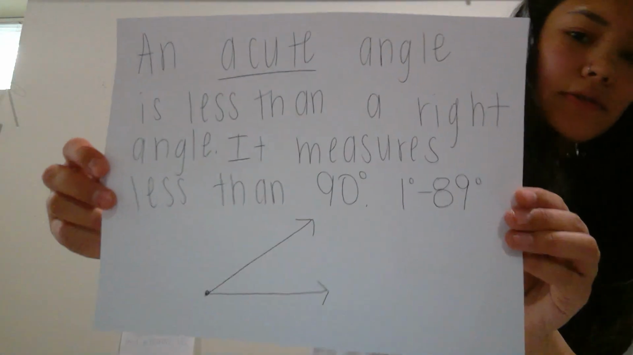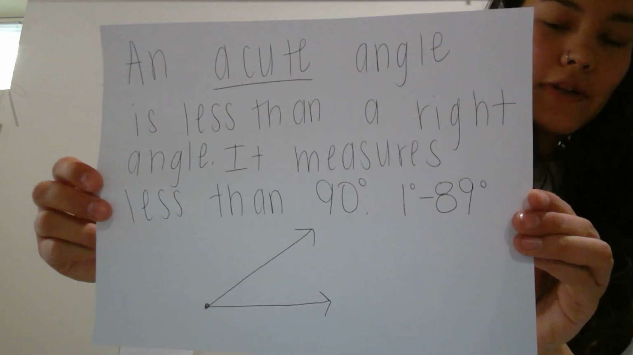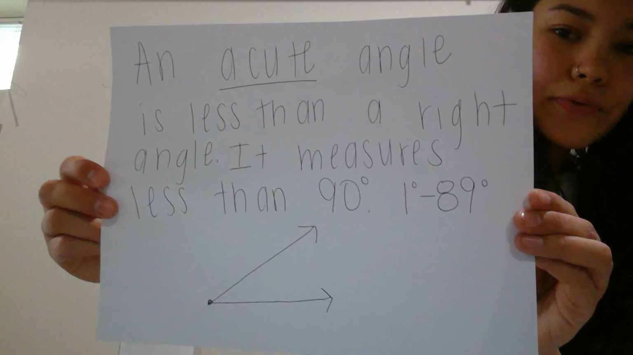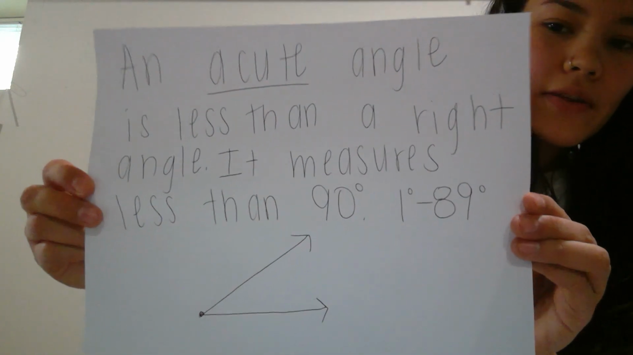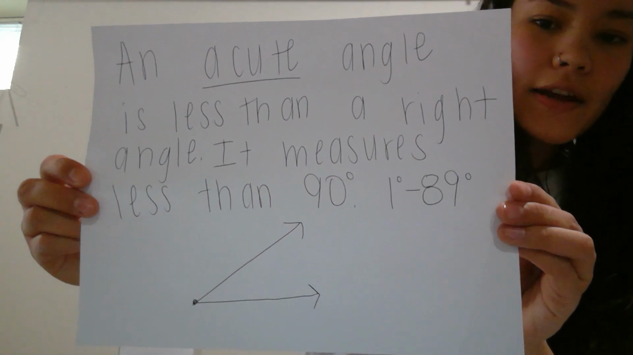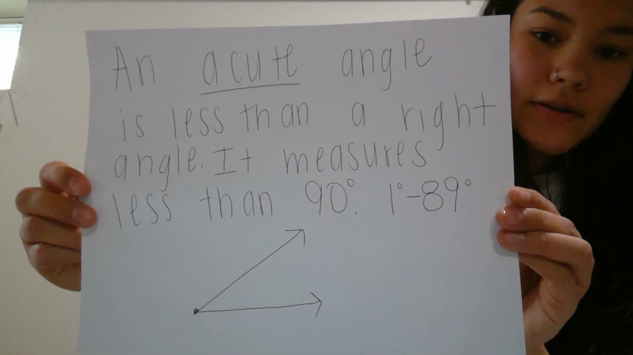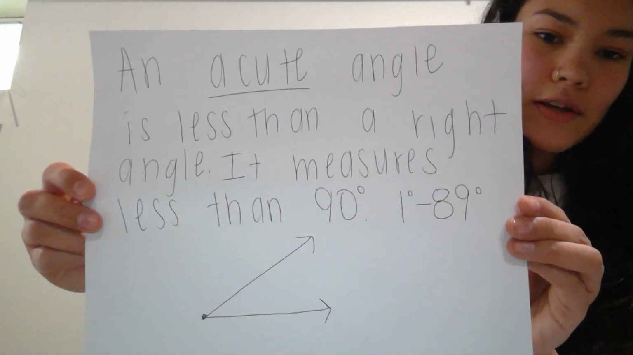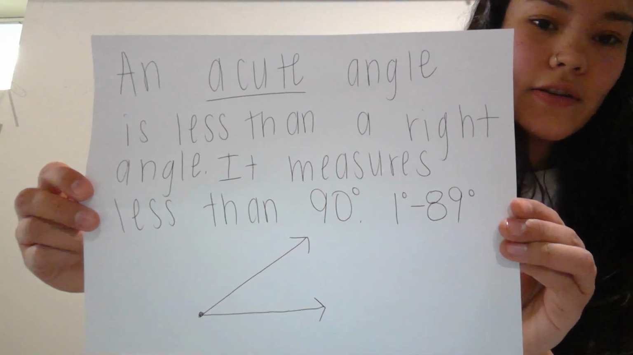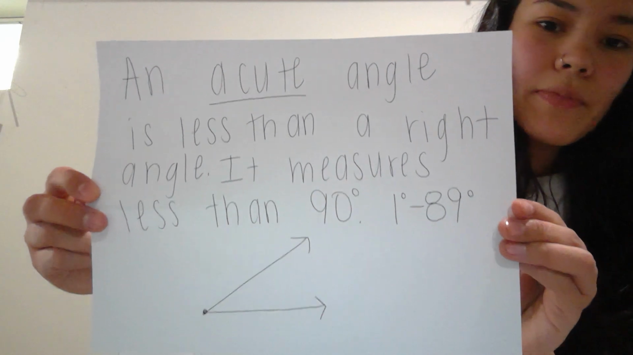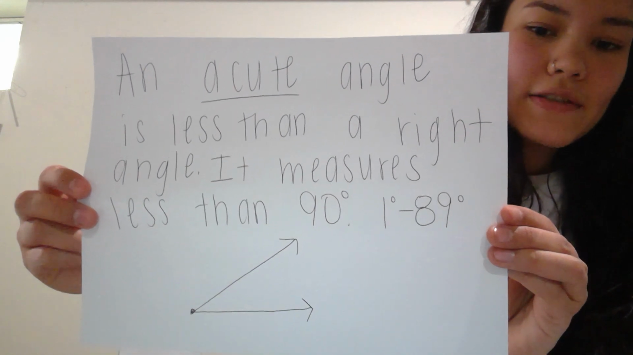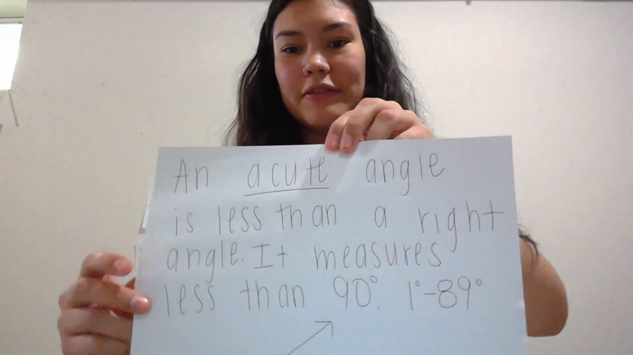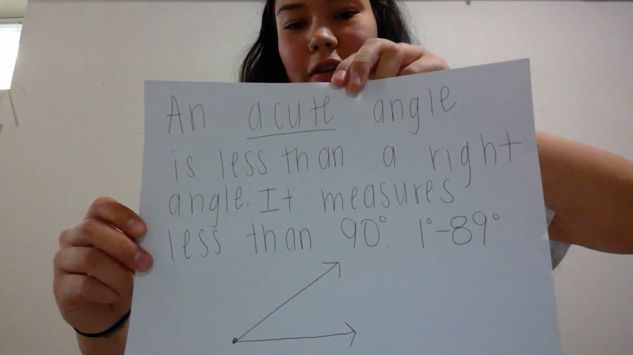Okay, the next angle is an acute angle, and I know at least some people in my class already know what this is. But an acute angle is less than a right angle and it measures less than 90 degrees. So an acute angle can measure from 1 degree to 89 degrees. And a good way to remember what an acute angle is, think of, oh, it's a cute little angle. Sometimes things that are little are cute.